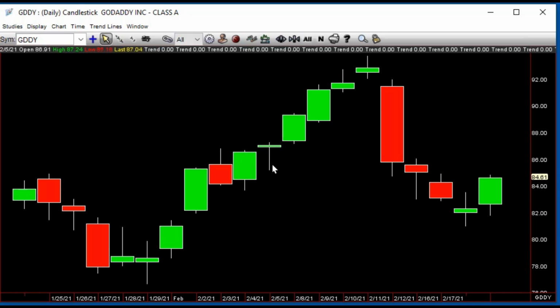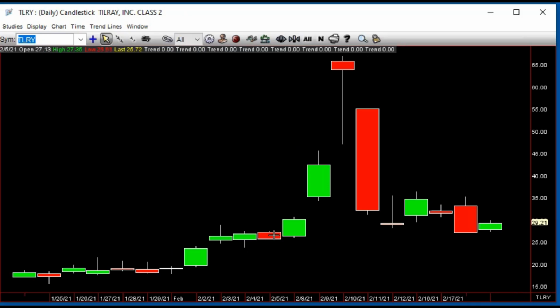If we go to TLRY, you can see how this was blasting into recent highs, right? That's exhaustion risk. Right? Here's your 2-2 reversal. Boom. Now in this case, there's a big range, but that is a 2-2 reversal after going into new highs. So you want to be aware of exhaustion risk.